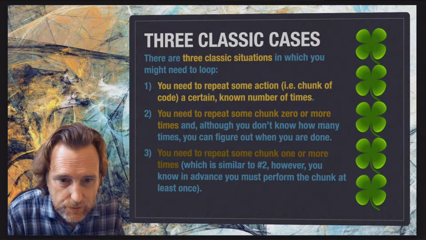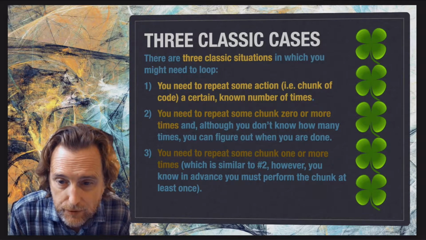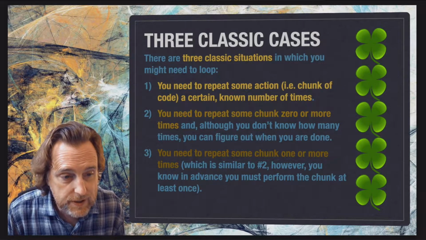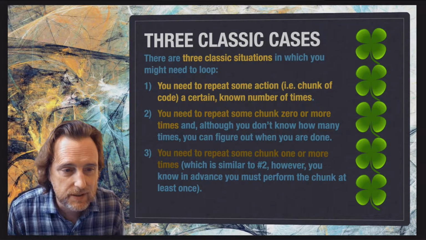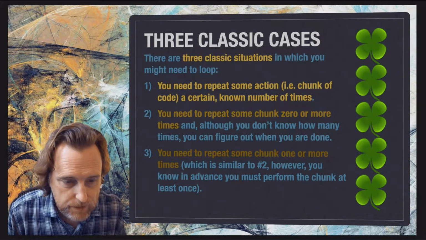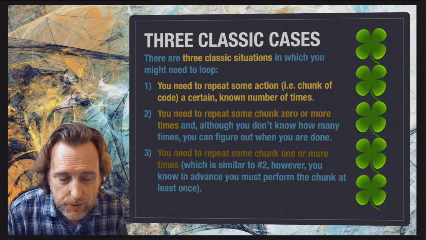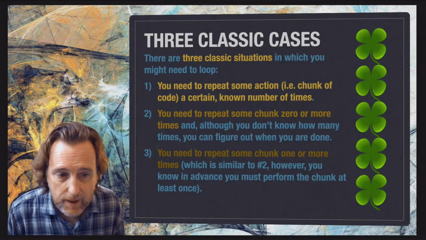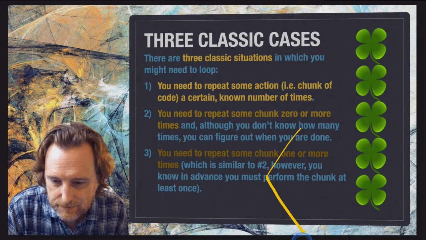Case number 3 is really similar to case number 2, and that is you need to repeat some chunk of code 1 or more times. You don't know how many in advance. You are able to tell when you're done. The key difference between 2 and 3 is in case 3, you know you need to do it 1 time. It is guaranteed that you'll need to perform some task once, and then maybe again and again, but maybe not. So in case number 3, your chunk will run 1 time. In case number 2, it may not run at all. Those are the 3 classic cases.